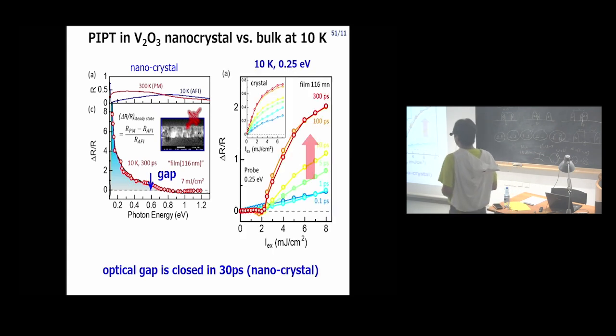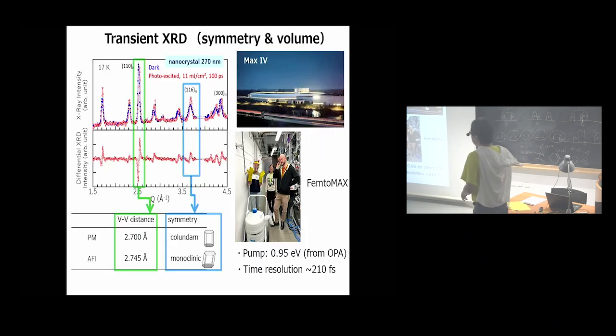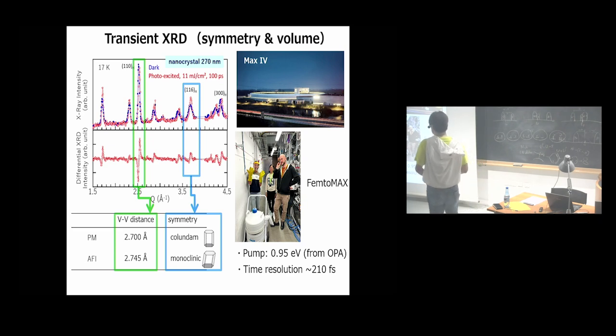And we also have the very clear signature of the macroscopic phase transition. This is the efficiency of the phase transition as a function of excitation intensity. We have a very clear threshold-like behavior at 2 millijoule per square centimeter. That is a fingerprint of the macroscopic phase transition. And in the transient reflectivity spectrum, we measure both the volume change and the symmetry change. They are the indication for the insulator to metal transition in this material.